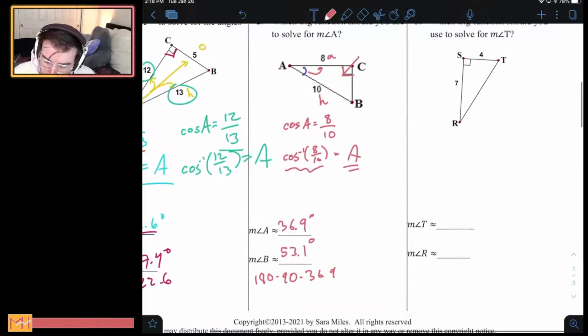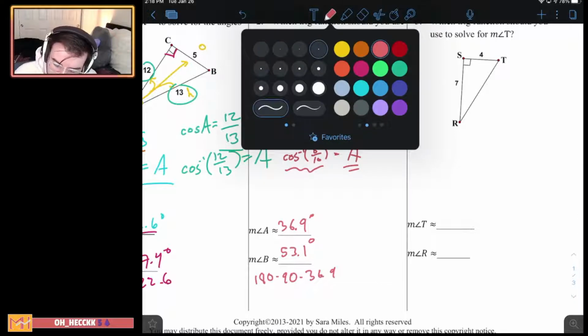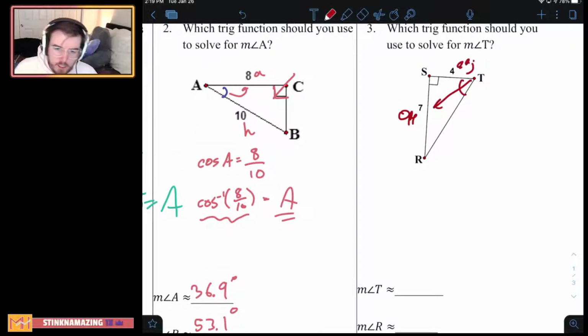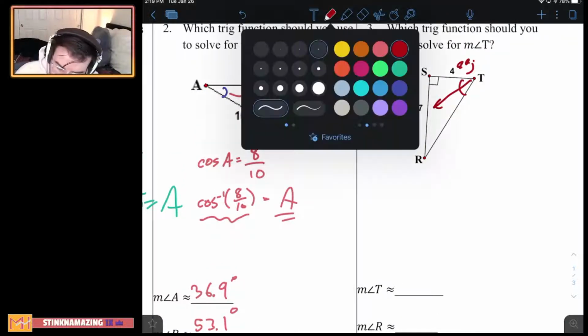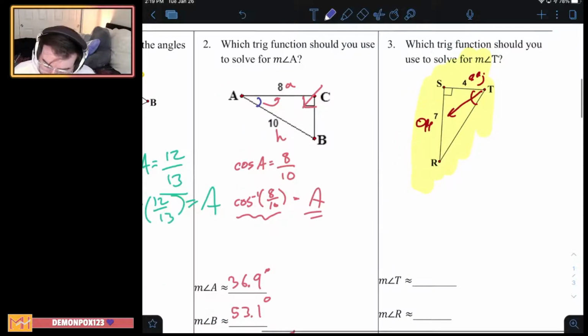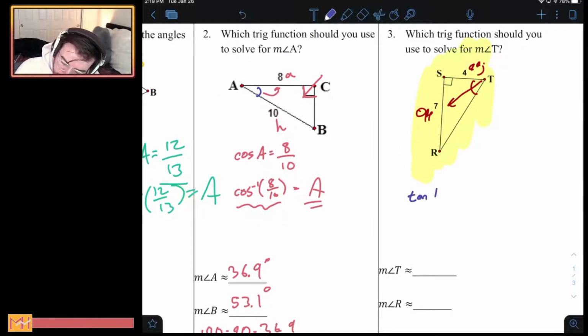All right, let's have our first question. I'm going to label these for you, and then you tell me which trig function we're going to use. If I'm trying to solve for t, I know that 7 is the opposite, and I know that 4 is the adjacent. What trig function am I going to use? All right, so you just told me which trig function I'm going to use. Opposite and adjacent means tangent. SOHCAHTOA. It means tangent.